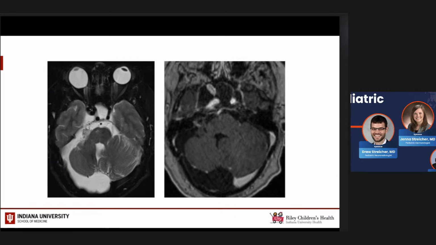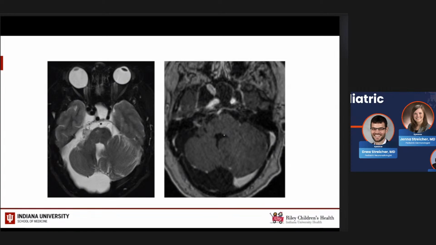We can see these very tortuous flow voids of the right cavernous ICA here. So we've got some of the arterial features as well. And then we have posterolateral elongation of the right globe. So there's a staphyloma, so we've got an eye anomaly here as well. So lots of features on just this one slice that we can appreciate.